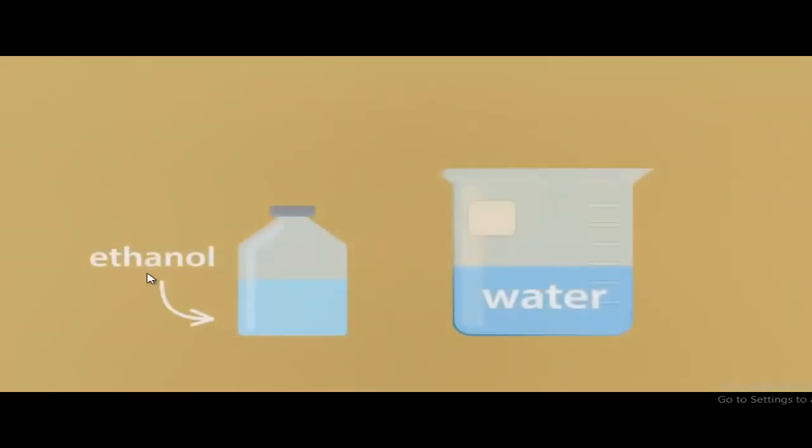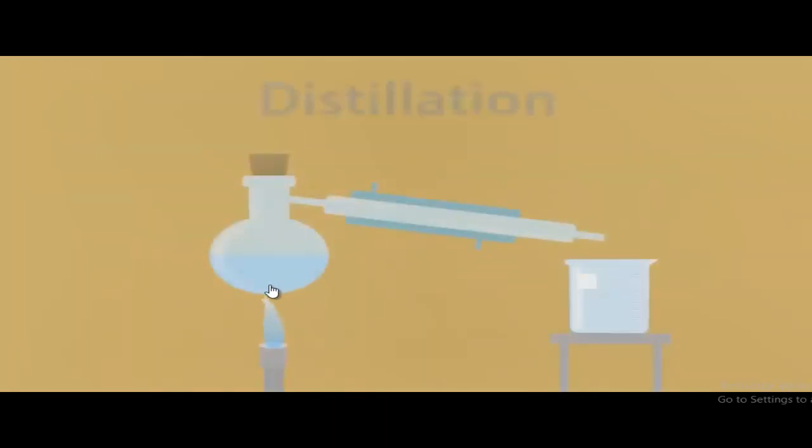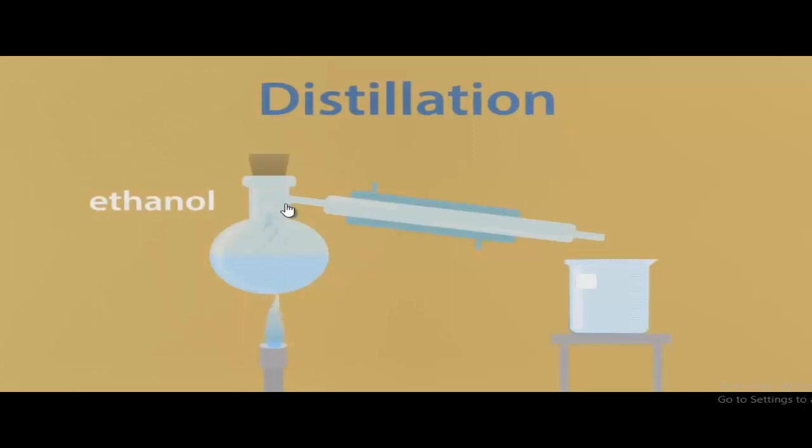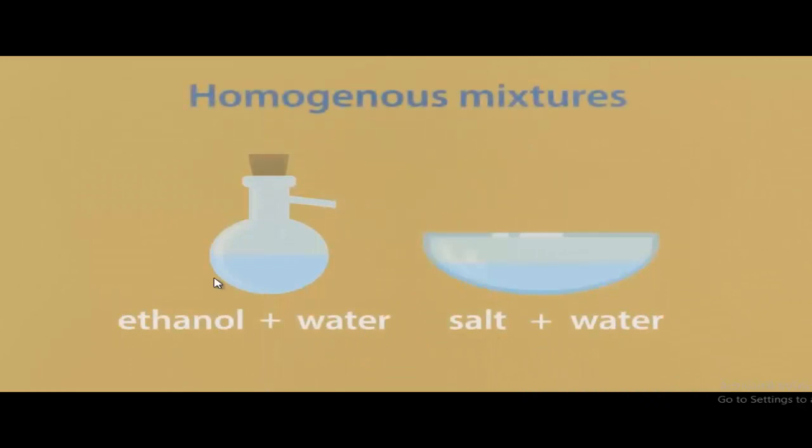And in the case of two liquids, we know that they have a boiling point difference: water boils at 100 degrees centigrade and ethanol boils at 78 degrees centigrade. So by the distillation process we can easily separate them. At 78 degrees centigrade, ethanol vapor passes through this condenser, and then ethanol liquid is collected in this beaker. So this is the distillation process, and in this way we can separate a homogeneous mixture.